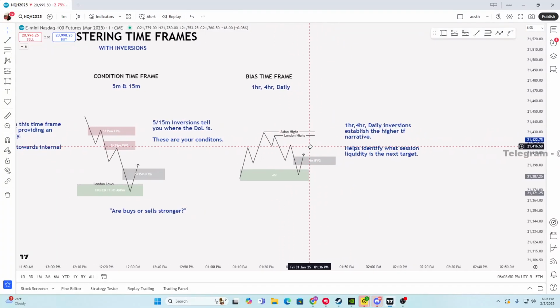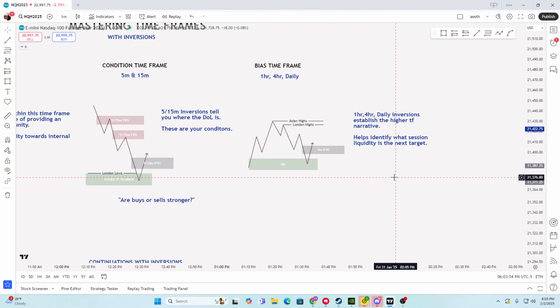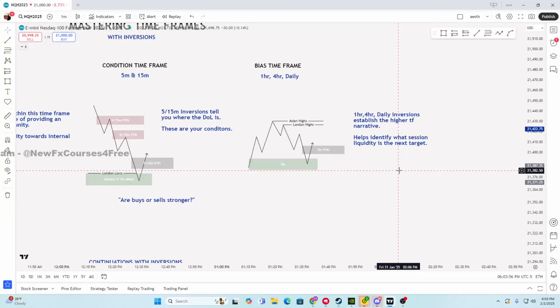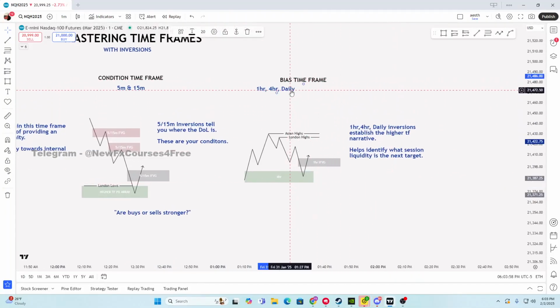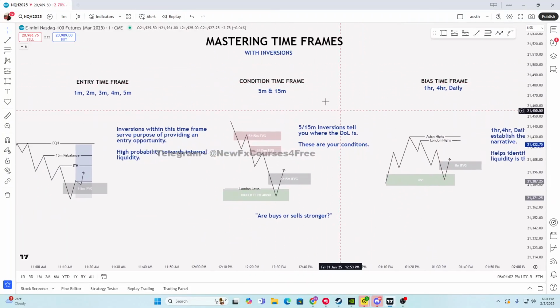But anyways, back to what I was saying. This is going to help you identify what session liquidity is the next target. So look for those hourly inversions to know where price is going to go next, and that's going to help you with your bias. And then condition-based time frames.